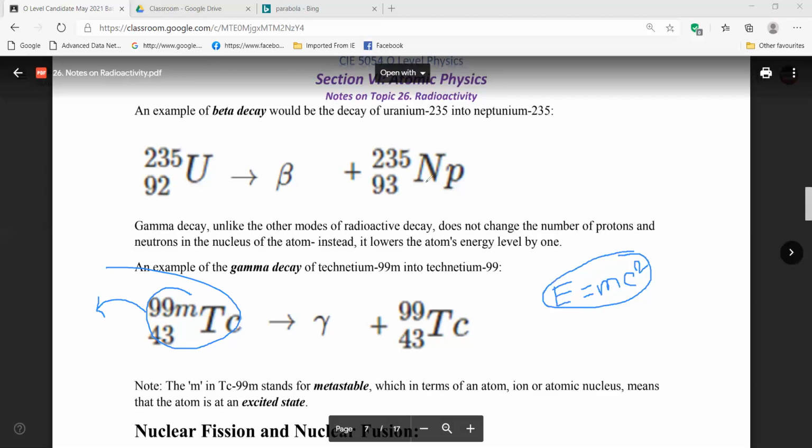Like this one, neptunium. Neptunium 235 m has some mass defect, and it will convert to neptunium 235, atomic number 93, and the energy is released. Is it clear now? Yes. Okay.